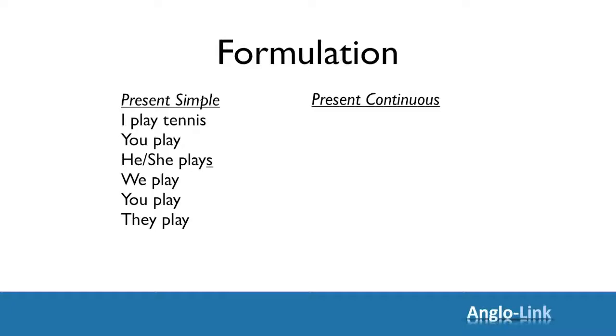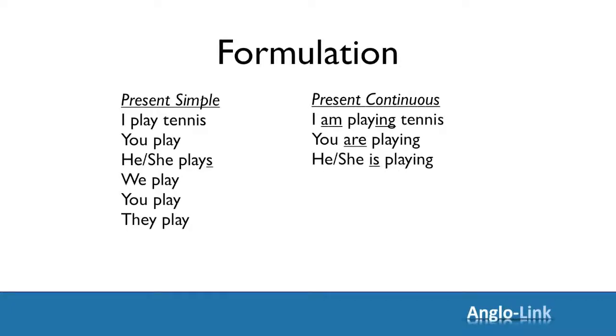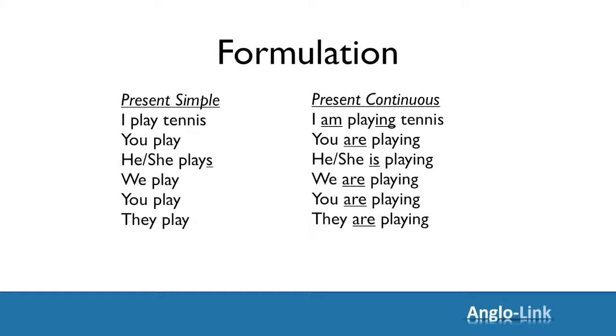Let's look at present continuous. You probably remember that you need the verb to be to conjugate this verb. So, I am playing tennis. You are playing tennis. He or she is playing tennis. We are playing tennis. You are playing. And finally, they are playing. That's right. Just conjugate the verb to be and add ing to the main verb. And that will give you the present continuous.